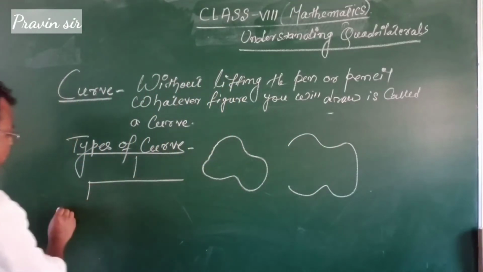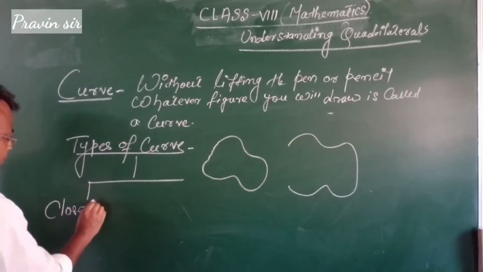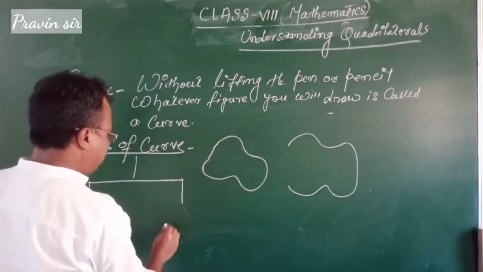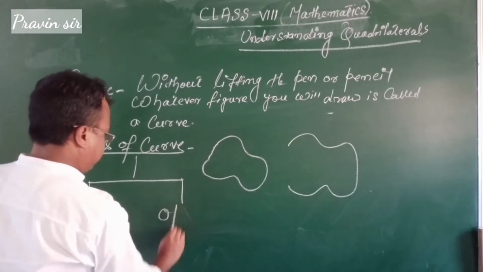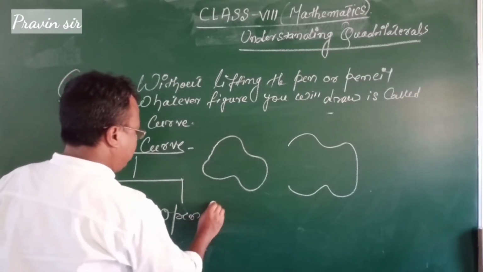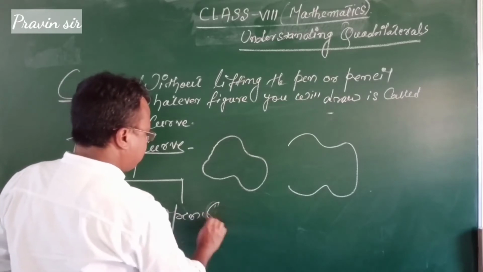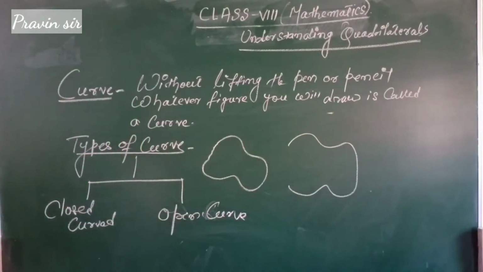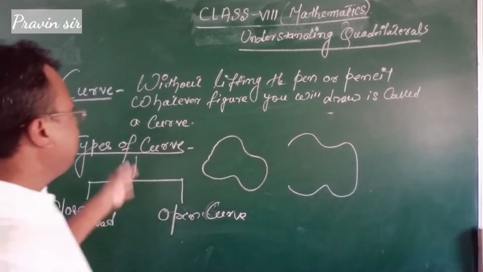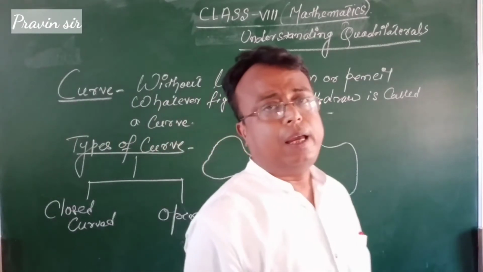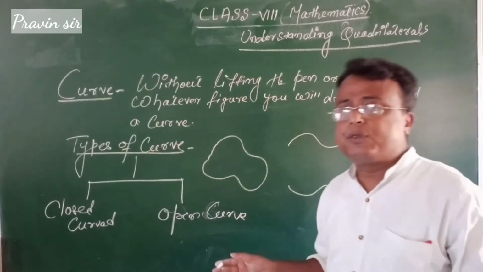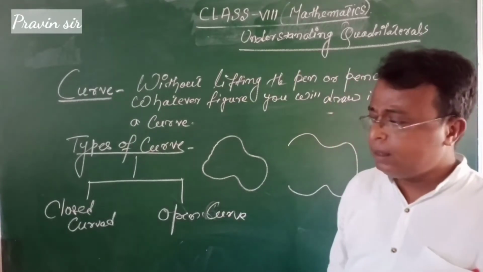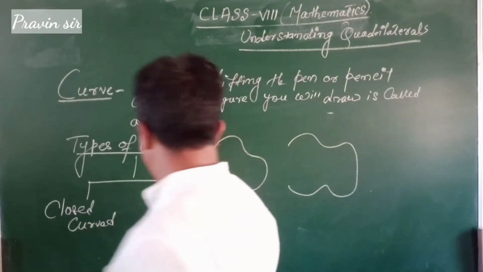One is the closed curve, and another one is the open curve. There are two types of curve, called closed curve and open curve. I hope it is clear what the definition of a curve is and how many types of curves there are. There are two types of curve. One is closed curve, another one is open curve.